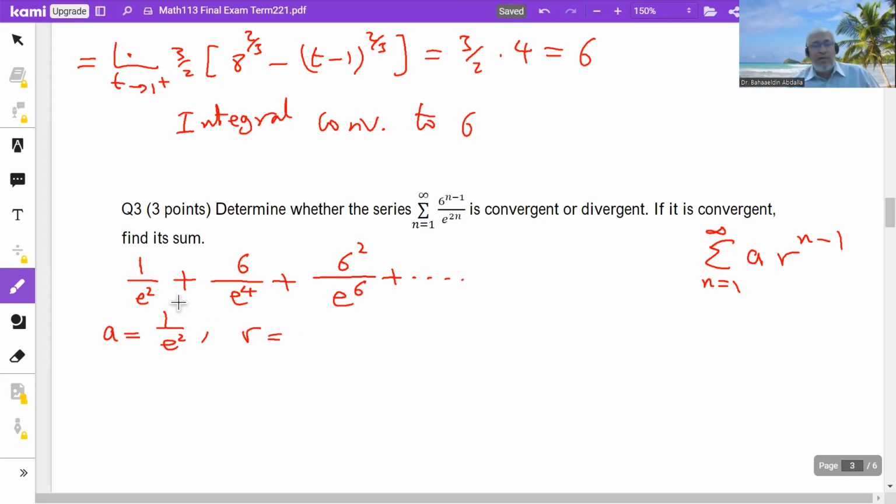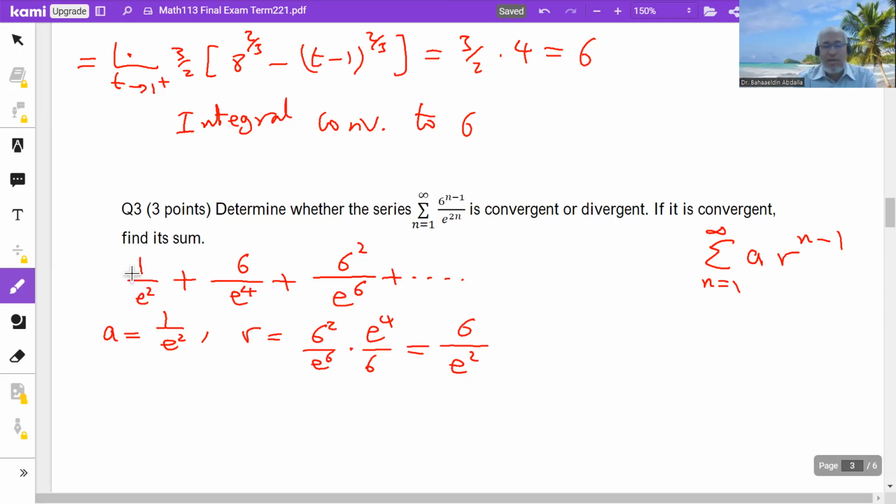I divide any term by the previous term. So I can divide 6 squared over e to the power 6 by 6 over e to the power 4. So multiply by the reciprocal, which is e to the power 4 over 6. 6 squared over 6, I'll have 6. And e to the 4 over e to the 6, I'll have e squared below. So 6 over e squared is the common ratio, r.